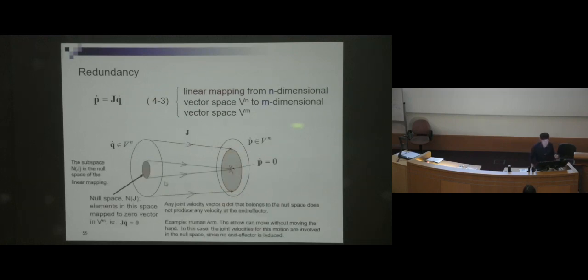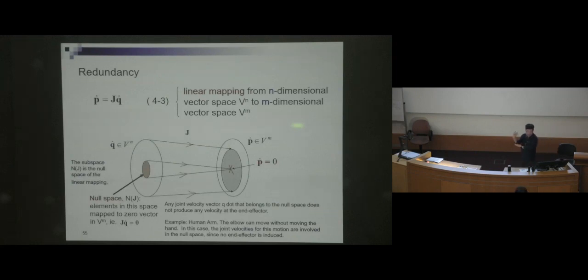So the subspace N(J) is the null space of the linear mapping. What is a null space? In the null space, J q dot is equal to 0. Meaning that this particular space will project to a point where p dot is equal to 0. Another way of looking at it: any joint velocity that belongs to this pink area, meaning the null space, will not produce any velocity at the end effector. Follow?